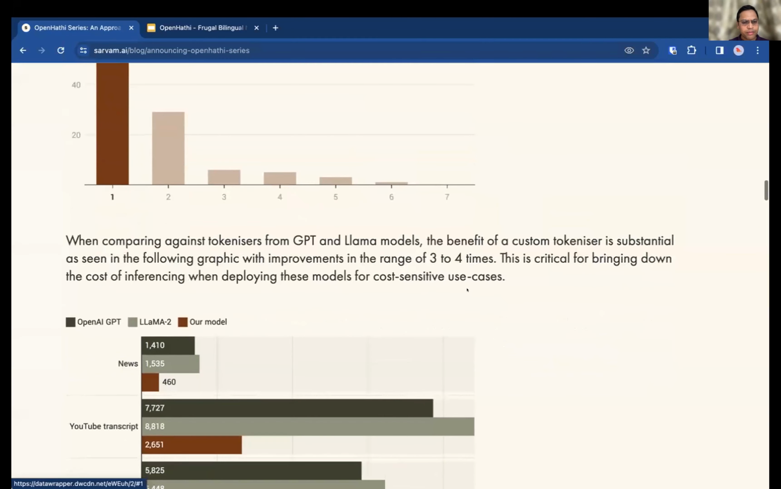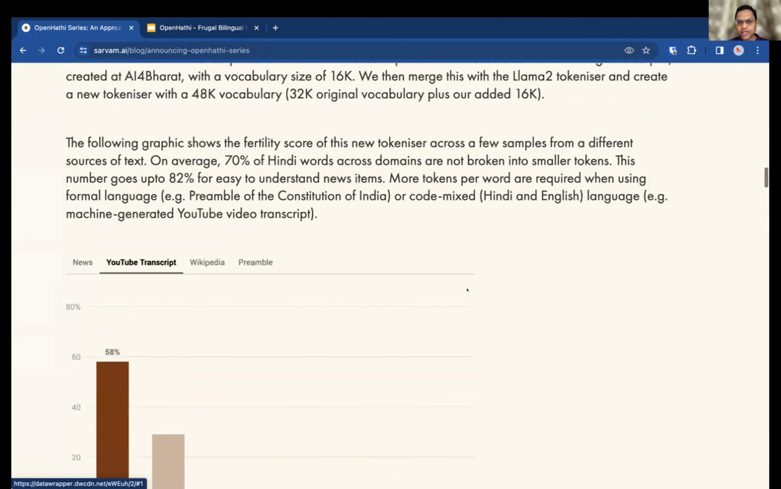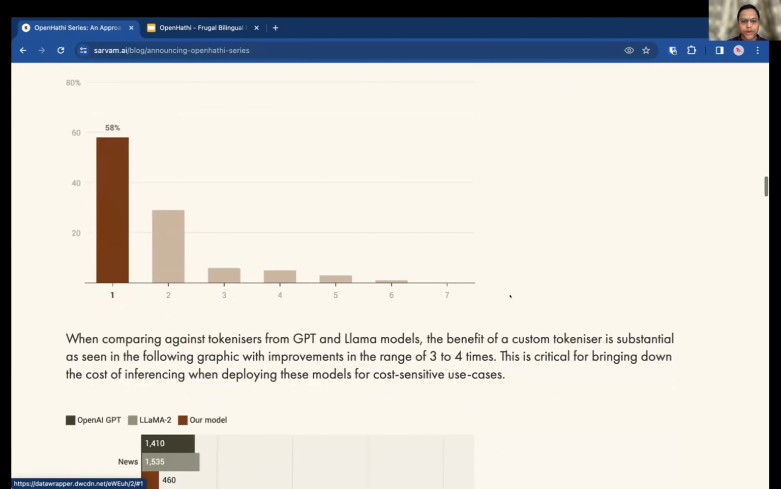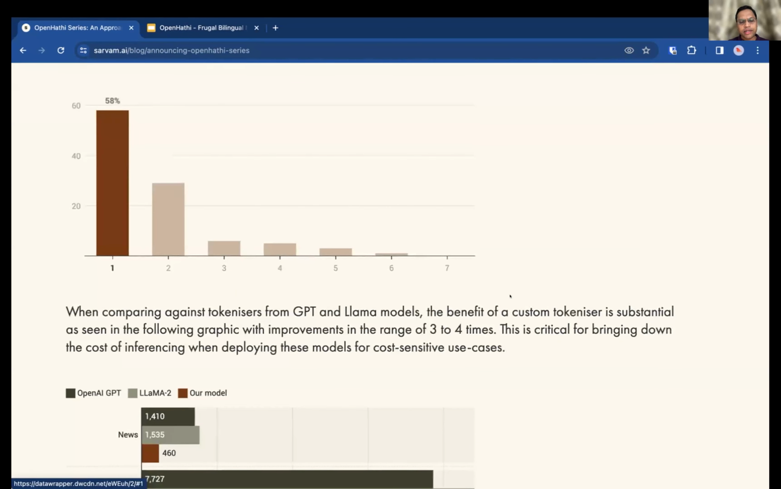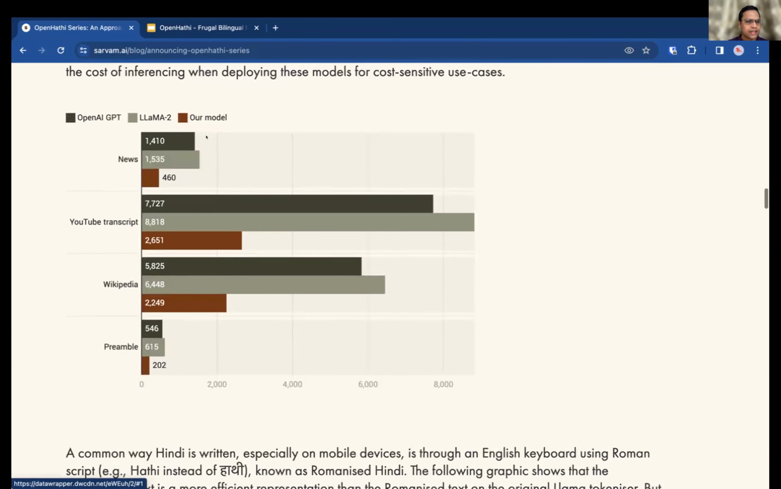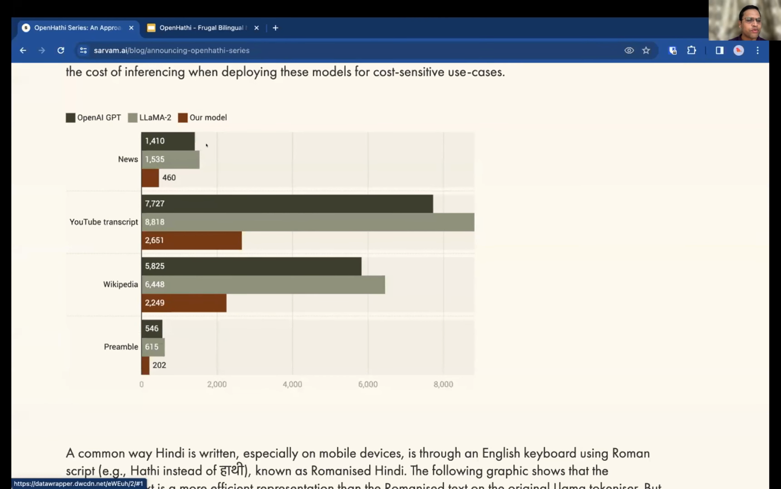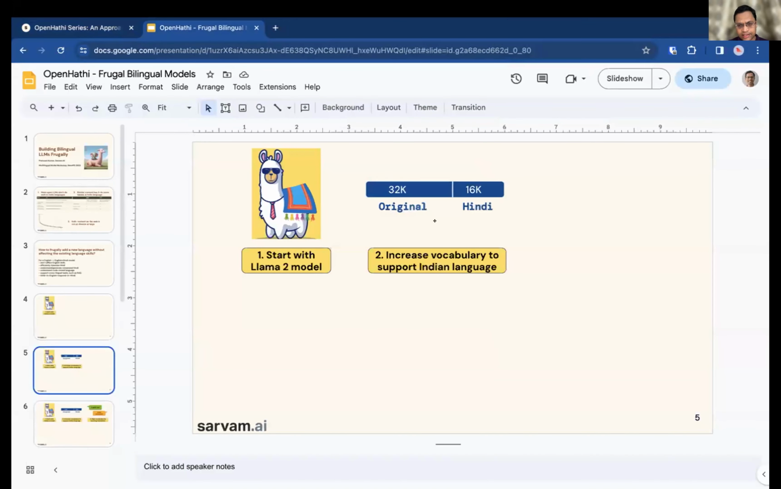But on the whole, we are able to reach, I don't think it's mentioned here, but a fertility score, which is, I think, of the order of 1.2, meaning most text is about 20 to 30% more number of tokens than there are words, right? And you see that difference show up here. If you do this efficient tokenization, then we are about 3 to 4x more efficient in terms of tokens than either the Llama tokenizer or the GPT tokenizer, right? So that is the first thing we do. We expand the vocabulary of the model.